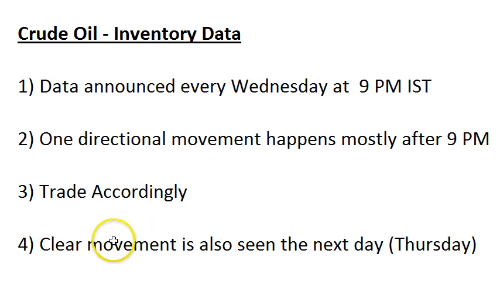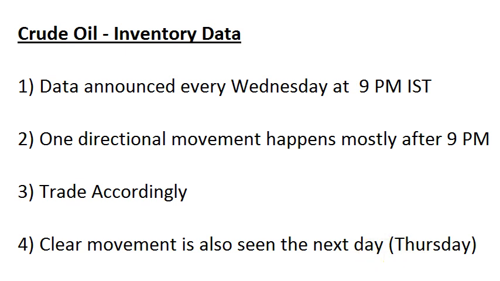The clear movement is also seen the next day, on Thursday, and the effects of the data announced are seen on the next day too. Sometimes if it goes down on Wednesday, on Thursday it pulls back a little during the day, and then towards the end of the day it's again taken down. Similarly, if it goes up, it may pull back down on Thursday in the middle of the day, and then towards the end of the day it may go back up. I'll not be able to show you the Thursday movement today, but I'll show you the Wednesday movement that happened today.